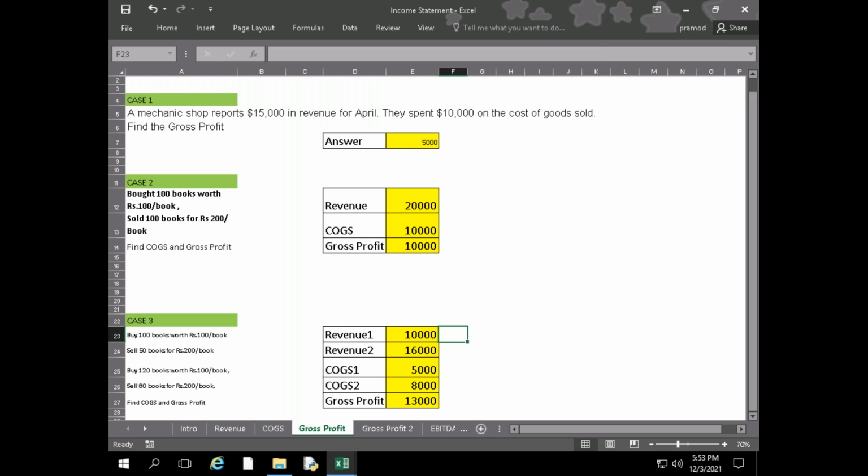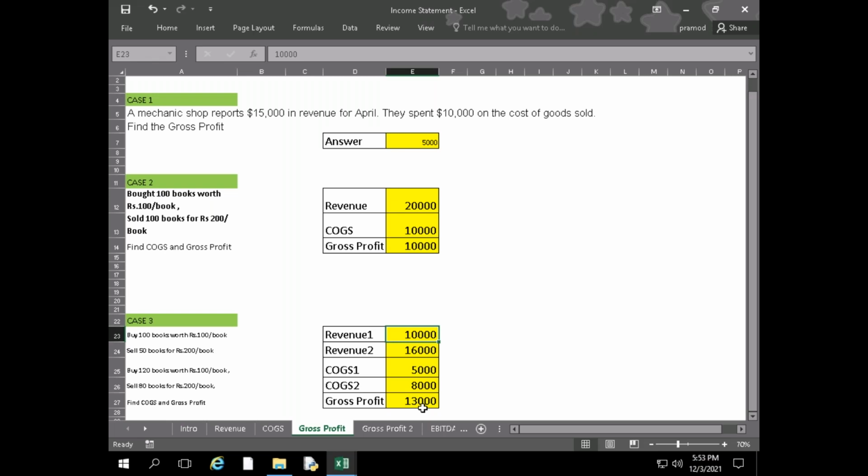So in case 3, read the question. Now, first revenue. This is the first revenue for this, and the second revenue is for the second one. So first COGS in the first, and second COGS in the second. And you need to find out the gross profit. Sir, in the first revenue, sir, COGS, I'm getting different answers, sir. It is the sum of these two minus, you should do.